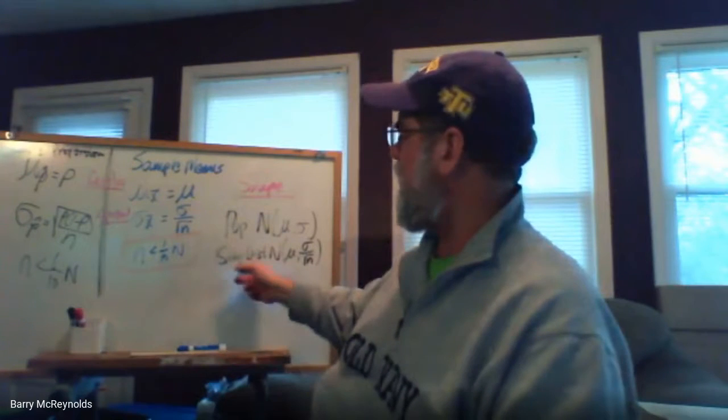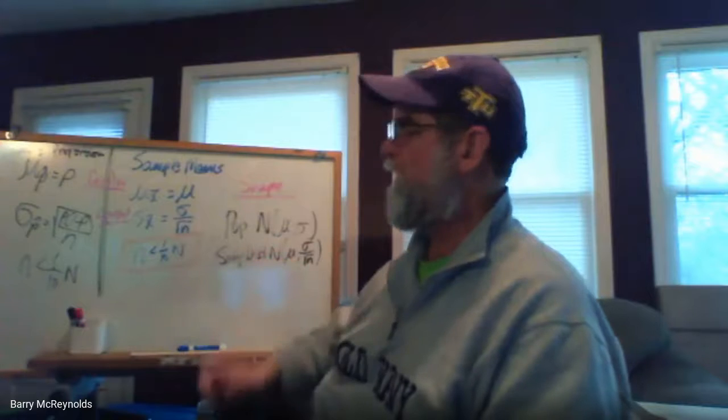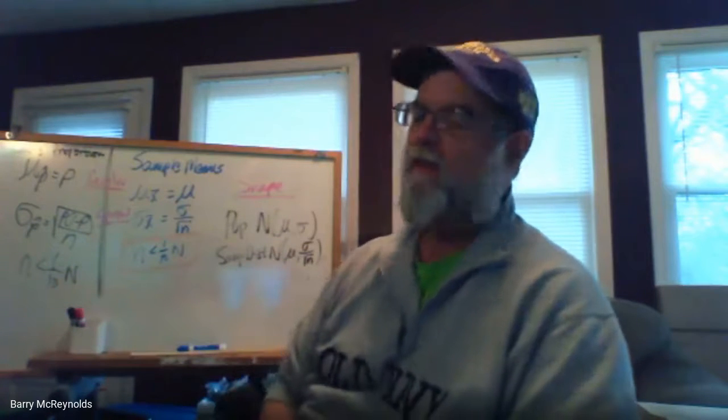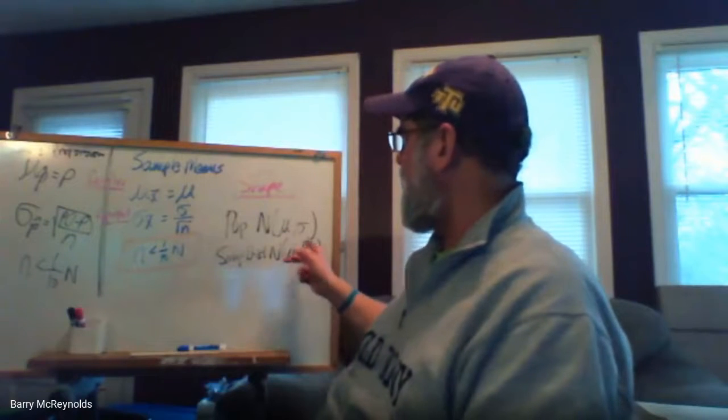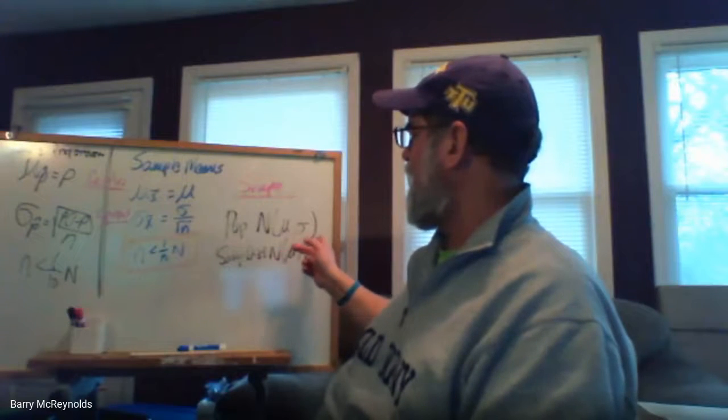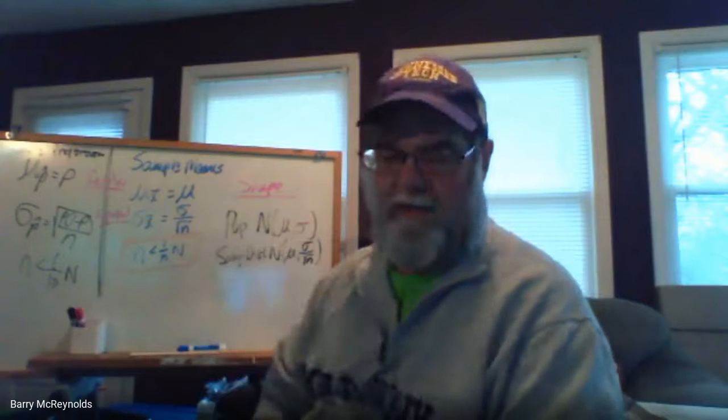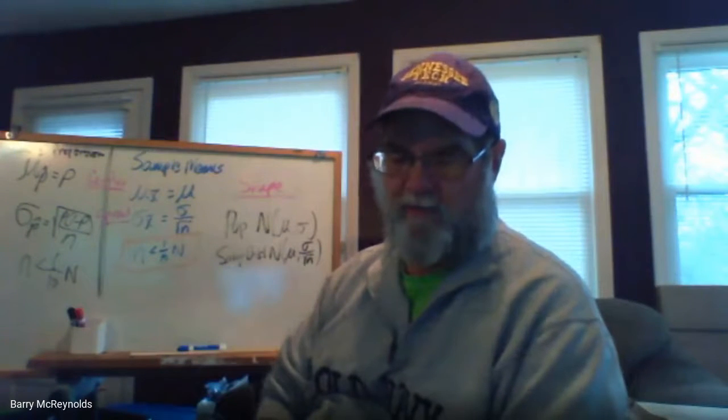We know that the sampling distribution will be centered on the population mean, and we'll have a standard deviation, which is just divided by the square root of n compared to the population standard deviation. Okay. So that's pretty straightforward.